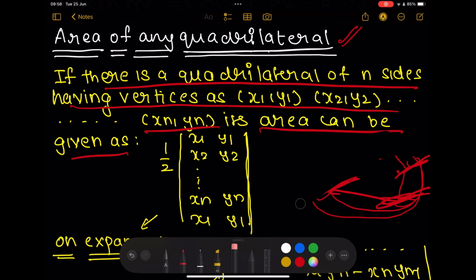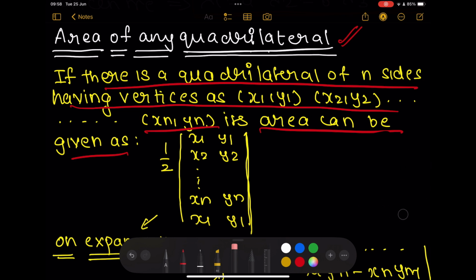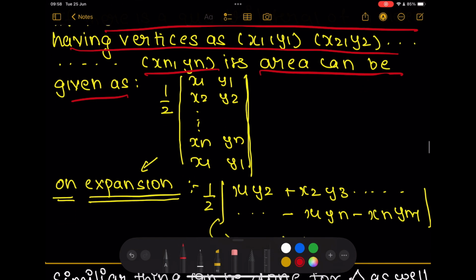So you must always write it in a cyclic order, either in anti-clockwise direction or clockwise direction. That will not matter, but you need to write it in cyclic order, or else the answer will go wrong, right? So once you write it in cyclic order in this way, then you can solve it. Like how will you solve it?